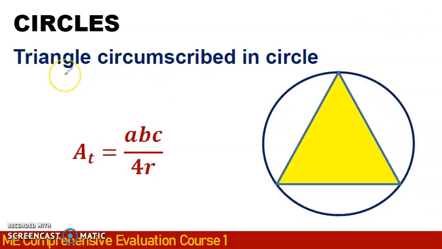However, if the triangle is circumscribed in a circle, so the opposite, the area of a triangle is abc over 4R. a, b, c are the sides of the triangle. R is the radius of the circle.